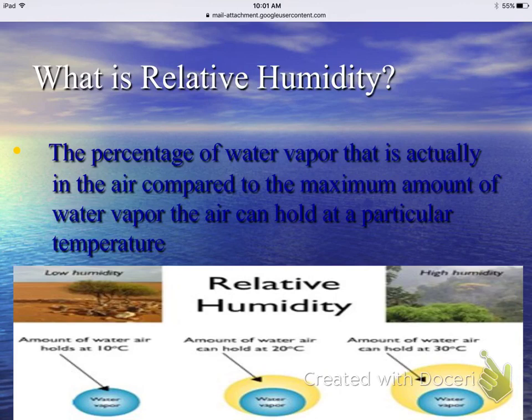If you look at your picture, it shows you the desert with low humidity, and it shows you a rainforest with high humidity. The first picture shows the amount of water air holds at 10 degrees Celsius, which is very little. You don't see any little hue around that water vapor droplet. Then it shows you the amount of water that air can hold at 20 degrees Celsius. So it's starting to heat up, and you see that there's now a little yellow area around that water vapor, which shows that it can hold more water vapor. Now it's getting even hotter in the third picture, and that shows you the amount of water that air can hold at 30 degrees Celsius. So it shows you that as the air heats up, it can hold more water vapor.